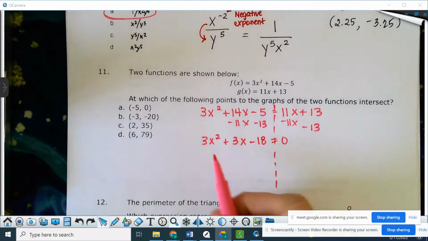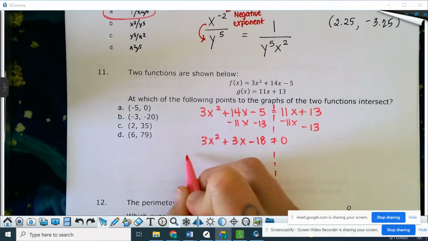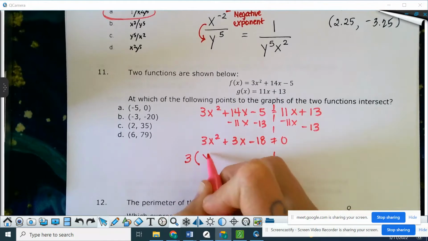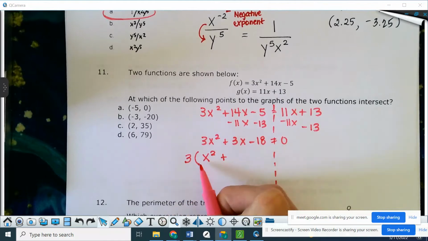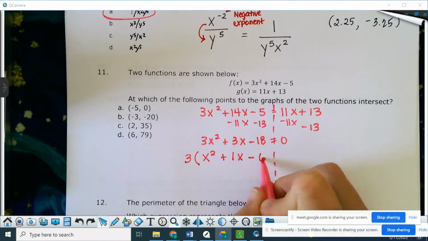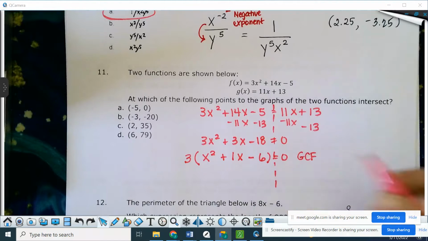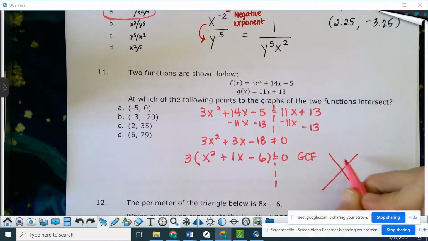There is a GCF, 3. 3, and then 18 is divisible by 3 as well. So we could factor out a 3 and end up with x squared, which is great because now a equals 1. And that's going to be 1x, and that's going to be minus 6 equals 0. So that's factored out the GCF. A is now 1, so I can use my diamond or star method where I have a negative 6 on top, positive 1 on bottom.